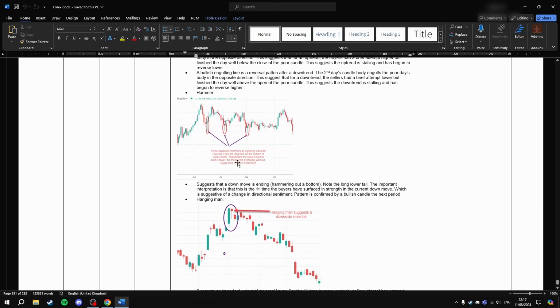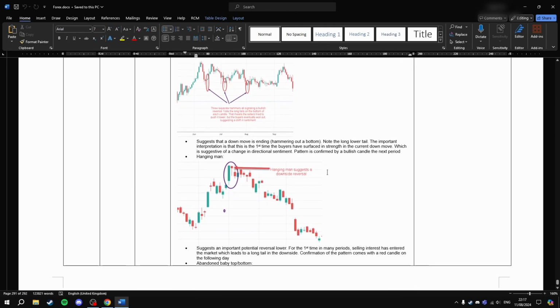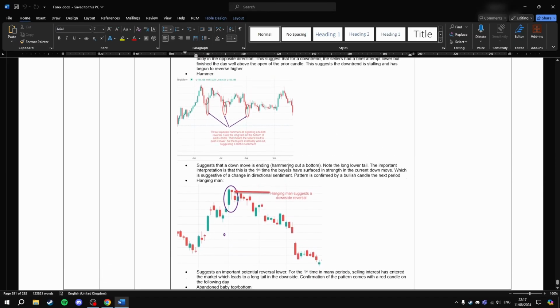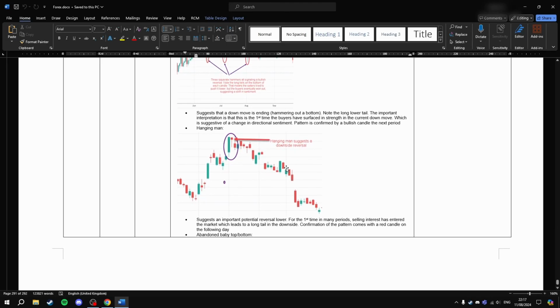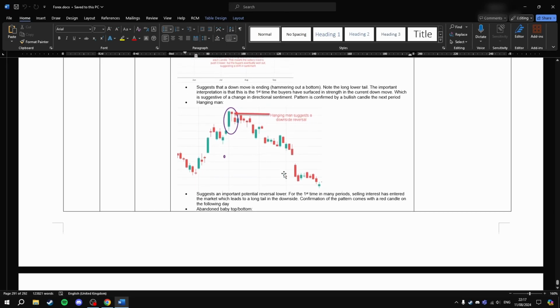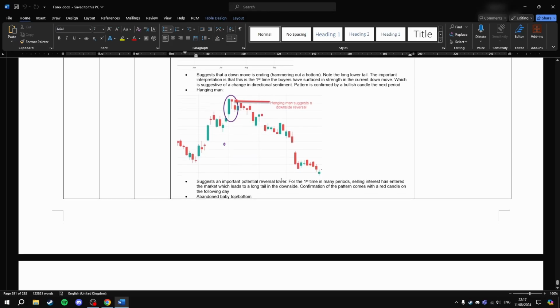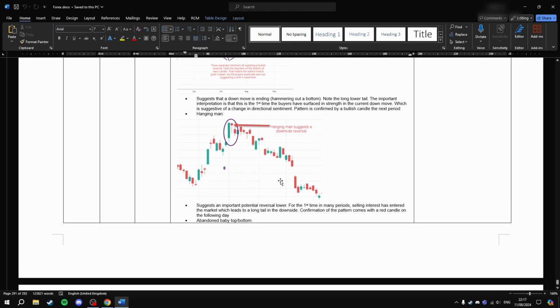And we've got the hammer, which suggests that the down move's ending, hammering out at the bottom. Note the long lower tail. The important interpretation is that this is the first time the buyers have surfaced in strength in the current down move, which is suggestive of a change in the directional sentiment. The pattern is confirmed by a bullish candle in the next period. Then the hanging man, which suggests an important potential reversal lower. For the first time in many periods, selling interest has entered the market, which leads to a long tail on the downside. Confirmation of the pattern comes with a red candle on the following day.